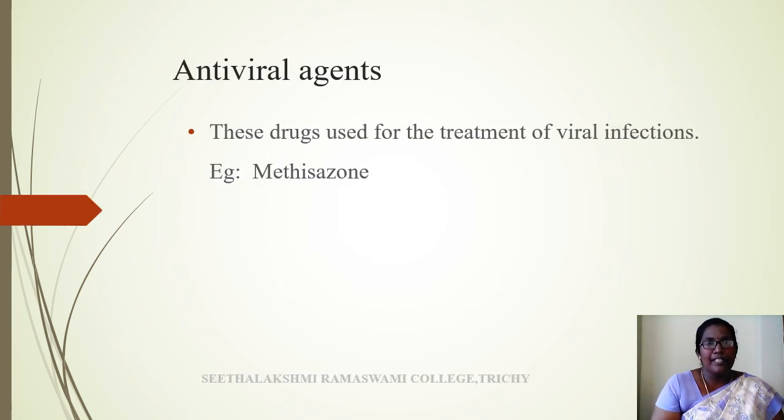The first one is antiviral agents. Antiviral agents are the drugs used in the treatment of viral infection. For diseases caused by viruses, these types of drugs are administered. An example of an antiviral agent is methicillin. So for all the diseases which are caused by viruses, we can employ these types of antiviral agents.